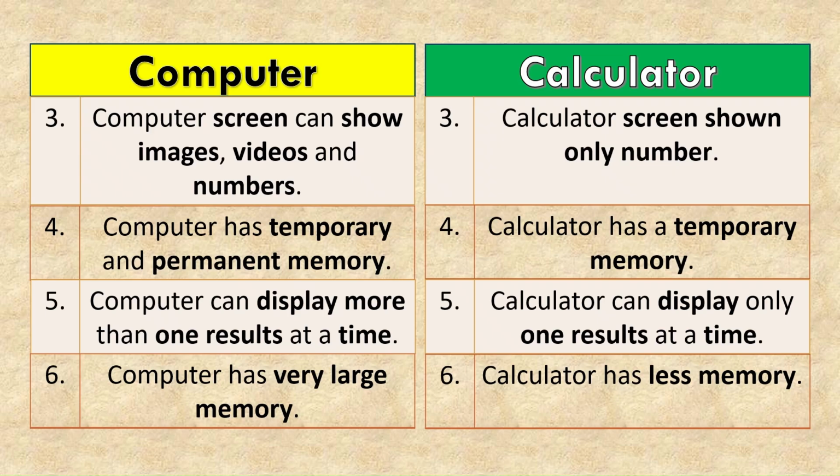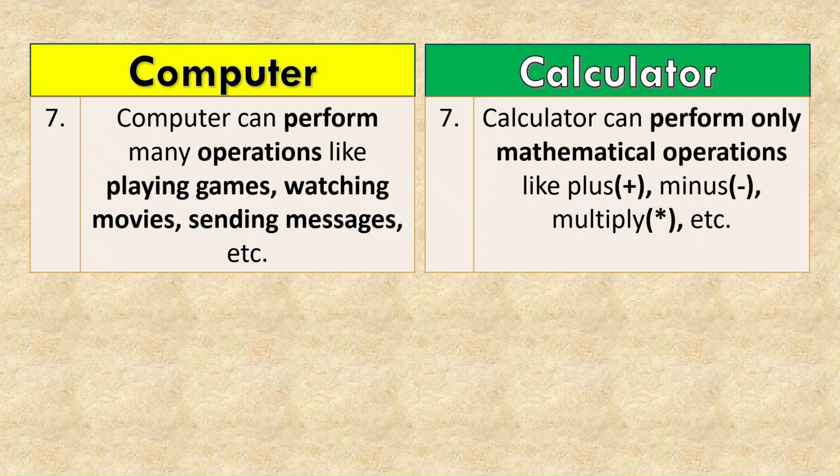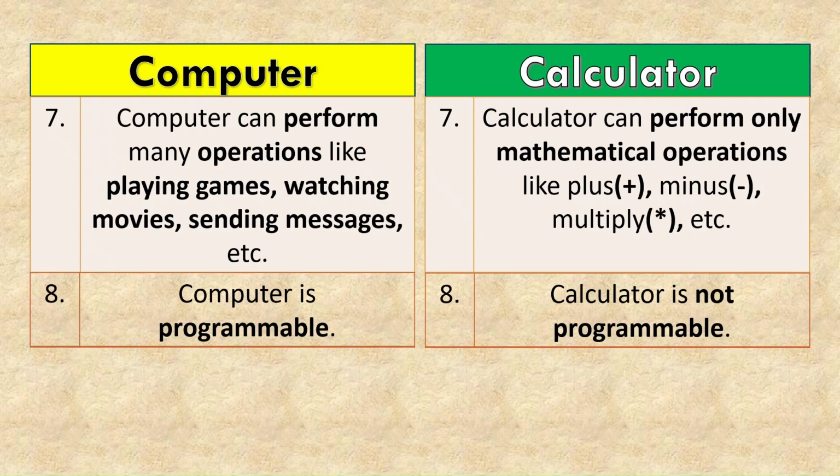Computer has very large memory. Calculator has less memory. Computer can perform many operations like playing games, watching movies, sending messages, etc. Calculator can perform only mathematical operations like plus symbol, minus symbol, multiply, asterisk, etc. Computer is programmable. Calculator is not programmable.